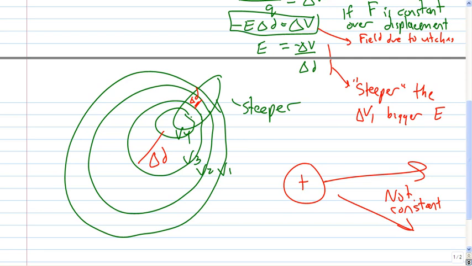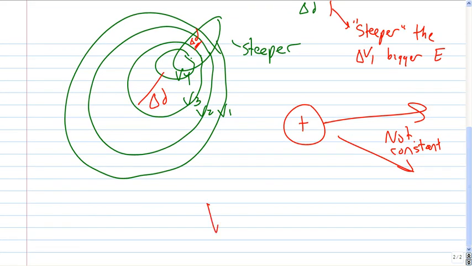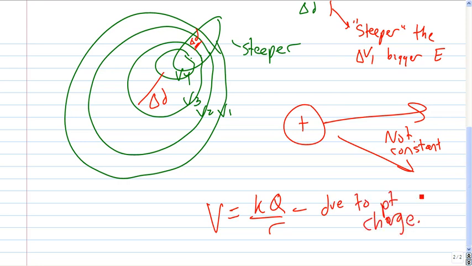In the next video, I want to talk to you about this equation, which is useful for finding potential. Note, this is actually a V, it's not a delta V, when the field is due to a point charge. See you in a little bit.